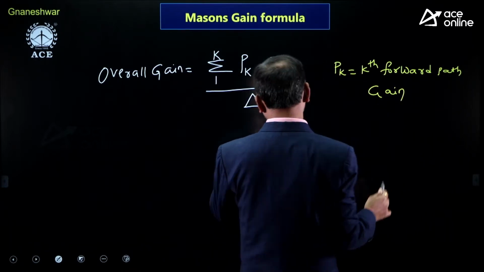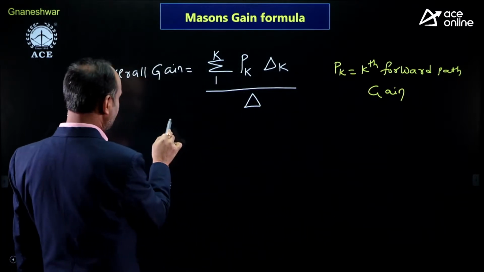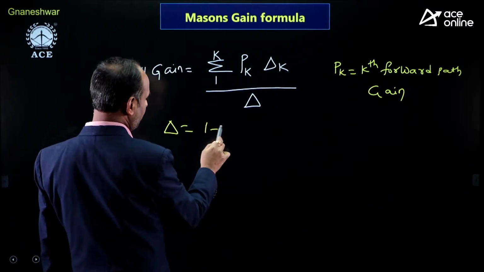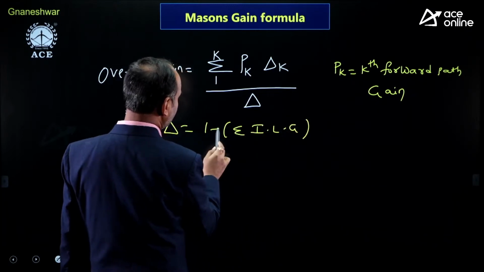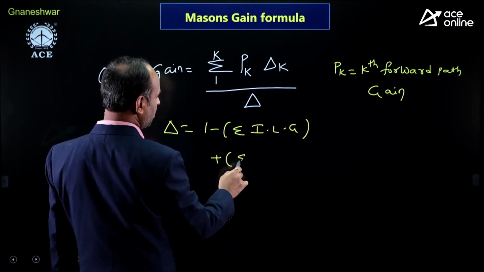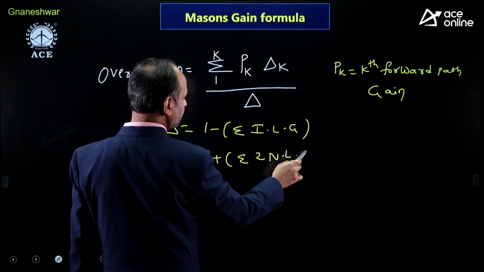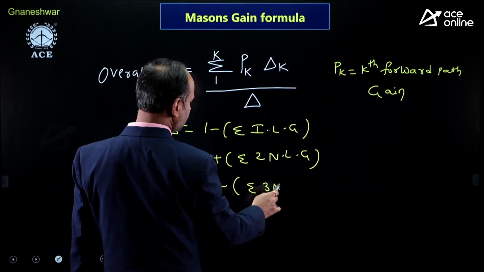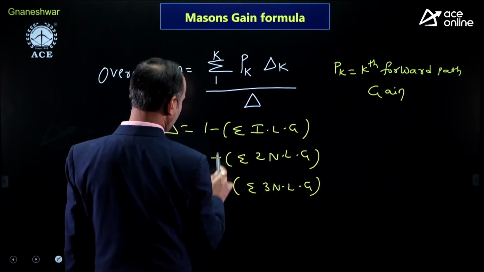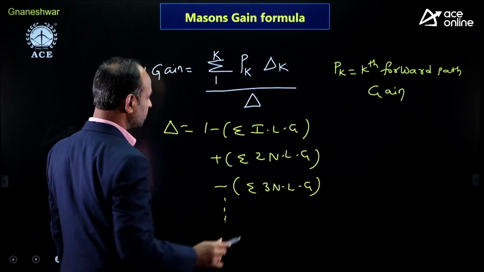Delta is nothing but 1 minus the sum of individual loop gains, plus the sum of gain products of 2 non-touching loops, minus the sum of gain products of 3 non-touching loops, and so on. Alternately minus, plus, minus and so on. That is the delta.